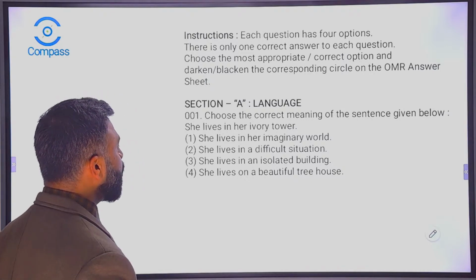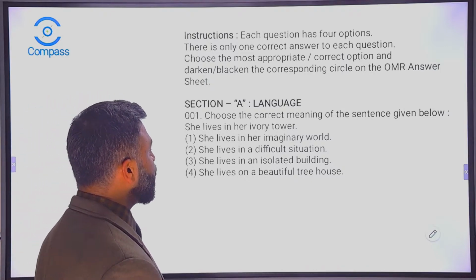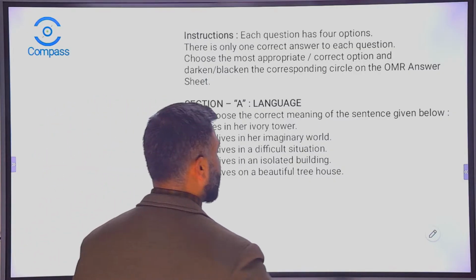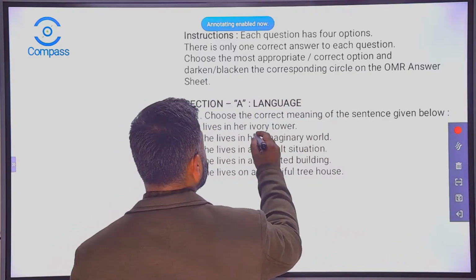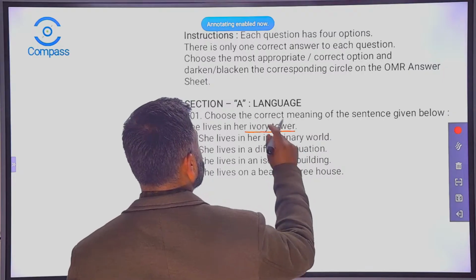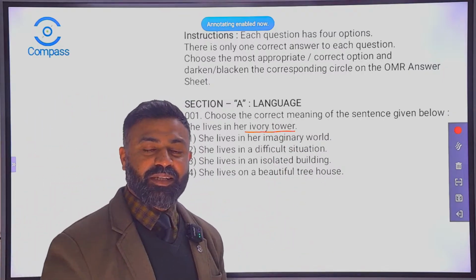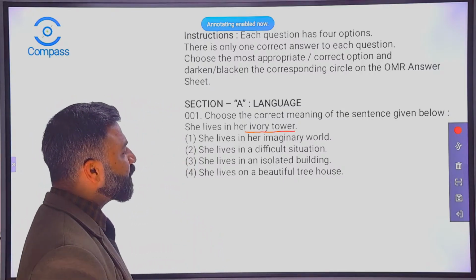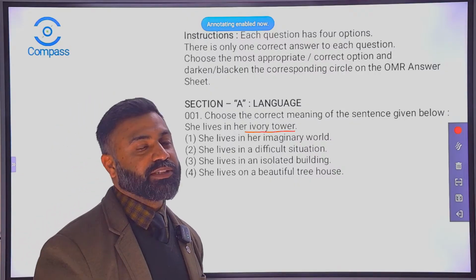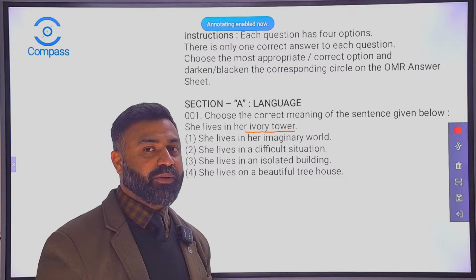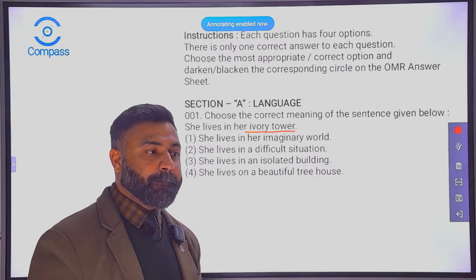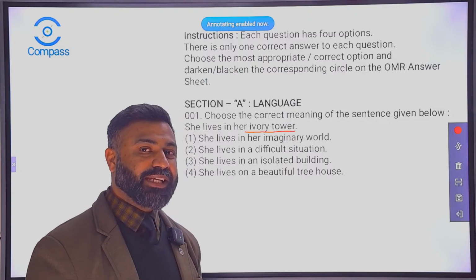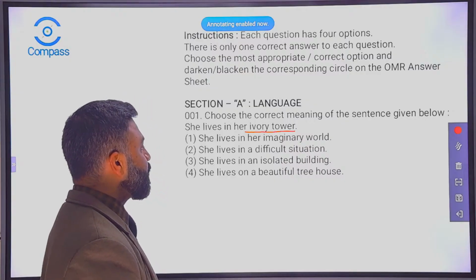Here, choose the correct meaning of the sentence given below. She lives in her ivory tower. Now, a tower that is made up of ivory, right? We should not go with the literal meaning of what is written there. There is always a meaning hidden behind the written words, so we should not take it literally.